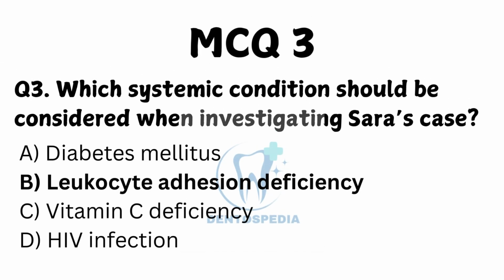The correct answer is B, leukocyte adhesion deficiency. Why? Localized aggressive periodontitis in a teenager is often linked to neutrophil defects. In particular, leukocyte adhesion deficiency impairs neutrophil migration to infection sites, making the host defense weak and allowing rapid periodontal breakdown. Now let's look at the other options. Diabetes is strongly linked to chronic or generalized periodontitis, not localized aggressive forms in healthy teens. Vitamin C deficiency causes scurvy gingivitis, but not the localized bone loss we see here. HIV infection is associated with necrotizing periodontal diseases, not LAP.